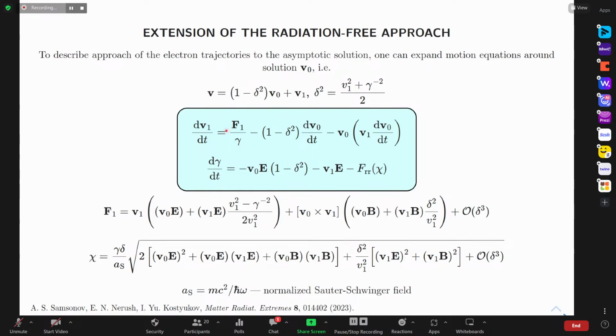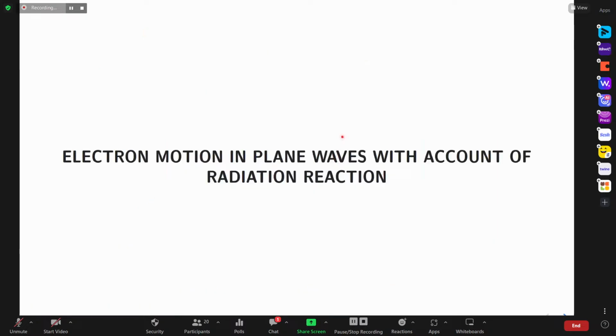At first sight, it might seem that these equations are more cumbersome and more difficult to solve. But as it turns out, in multiple configurations these equations can actually be solved explicitly, and some of these solutions you can find in our recent paper. In the same configurations, non-reduced motion equations usually cannot be solved explicitly. In this talk, I want to demonstrate how the same approach can be applied to the problem of electron motion in plane waves with account of radiation reaction.